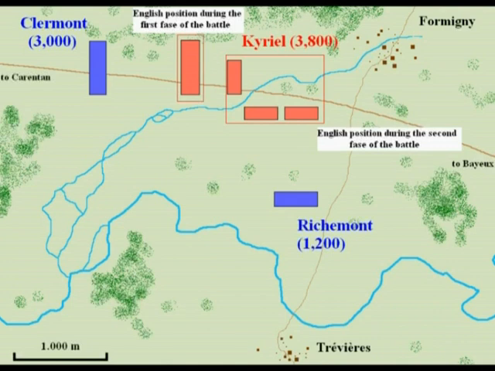The English at this point knew of Clermont's arrival, and they were stationed in this area close to the village of Formigny. So what the English do at this point is basically to hold a very strong defensive position, keeping this pretty big advantage.